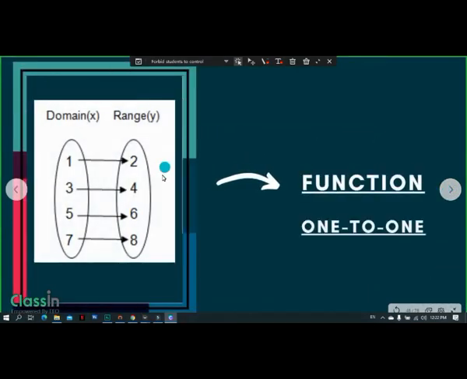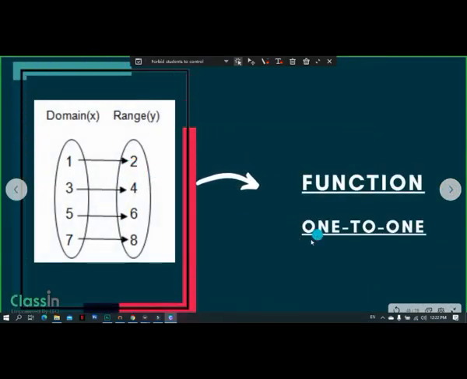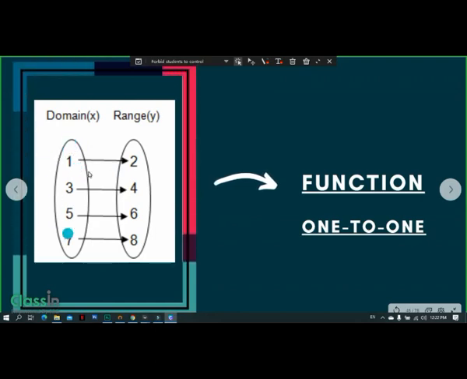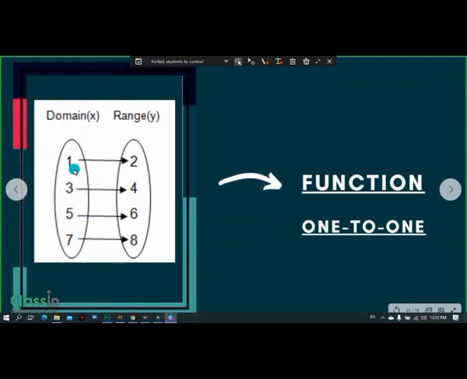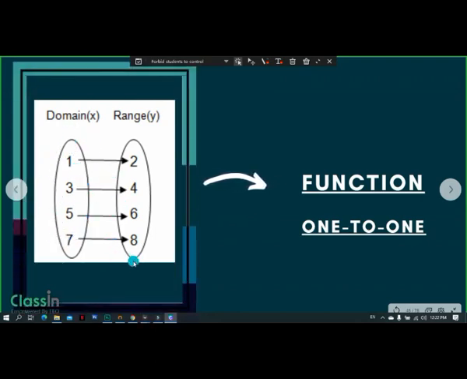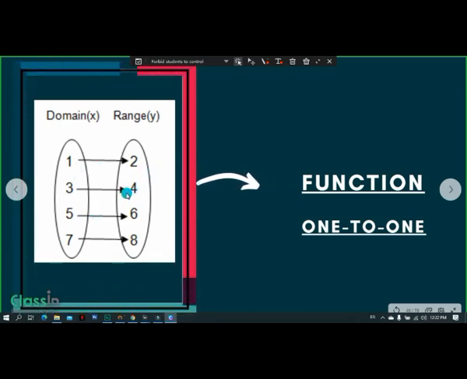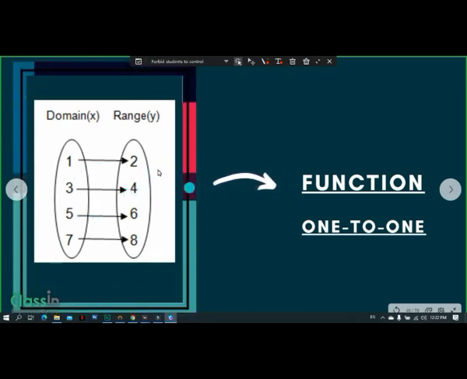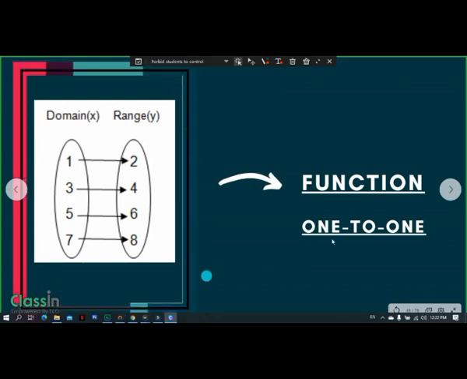So, in this example, this is a function 1 to 1. So, walang naulit na x, lahat straight line lang, walang naulit na x. So, this is a function kasi unique ang x mo.